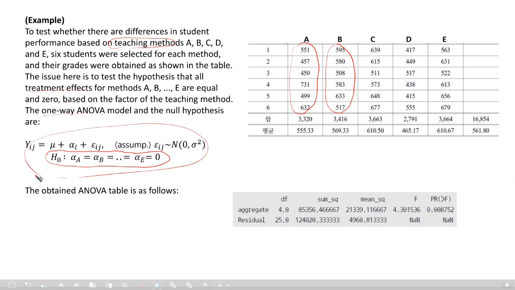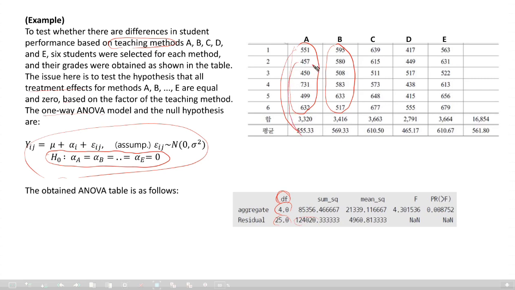You know that, this one. And when you use a computer, it provides this kind of ANOVA table. Here are the degrees of freedom, sum of squares, mean squares, F value, p value, right? The sum of squares is 85356. Degrees of freedom, 4. We are trying to compare 5 groups, so 5 minus 1, 4. And residual error, 124020.